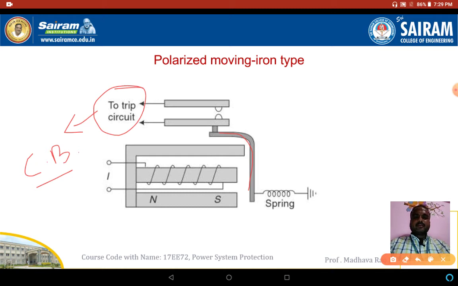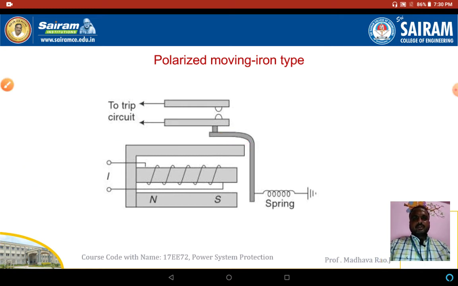So in that way, we can protect the healthy systems like home appliances and all equipment. Now let's see how the polarized moving iron relay works in different situations. A permanent magnet is used for polarizing. Here we are using a permanent magnet for polarization. The permanent magnet produces a magnetic flux in addition to the main flux.